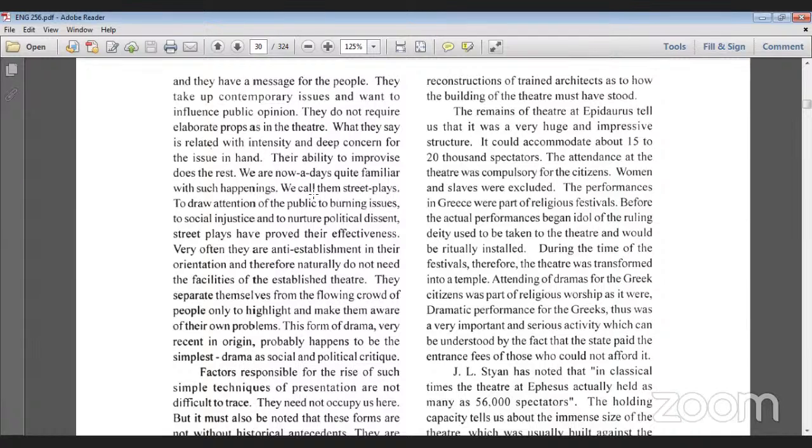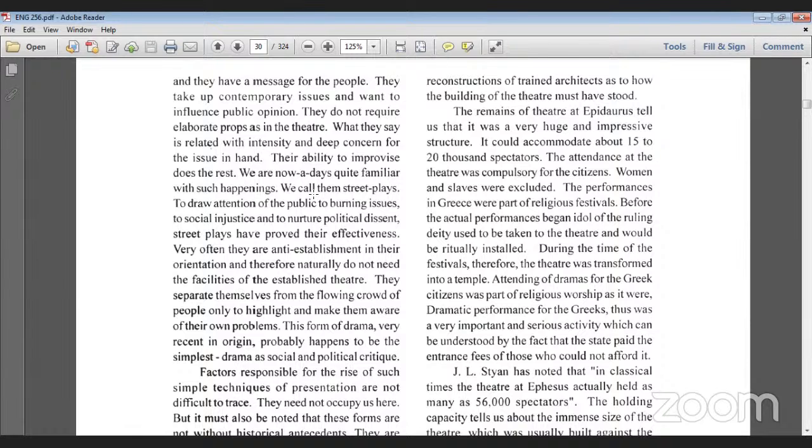It could accommodate about 15 to 20,000 spectators. Attendance at the theater was compulsory for the citizens. See the compulsion for the citizens; women and slaves were excluded.